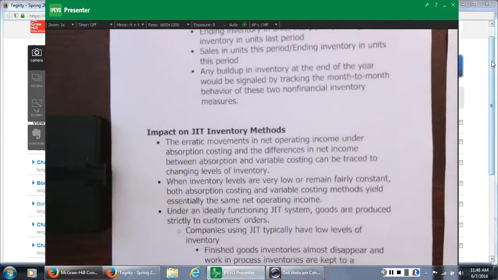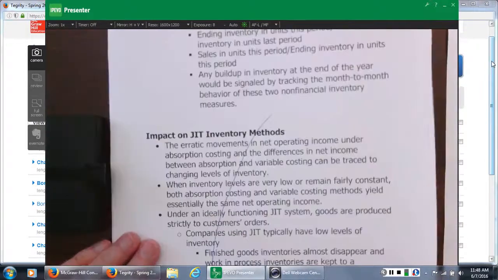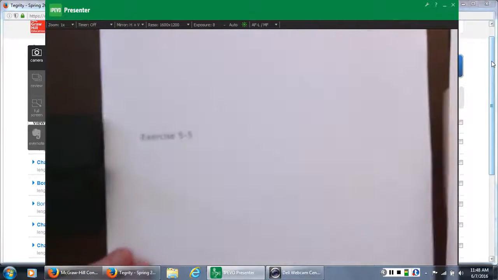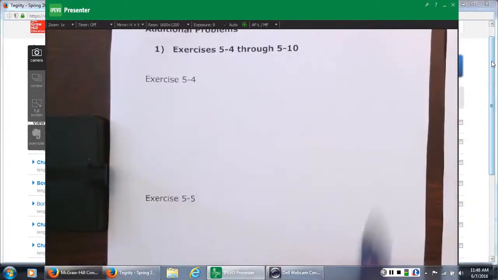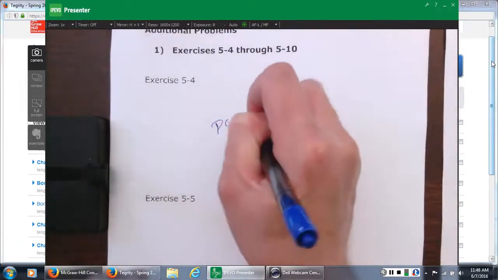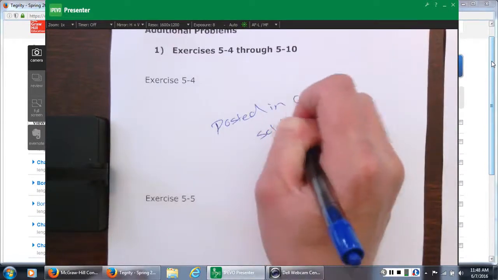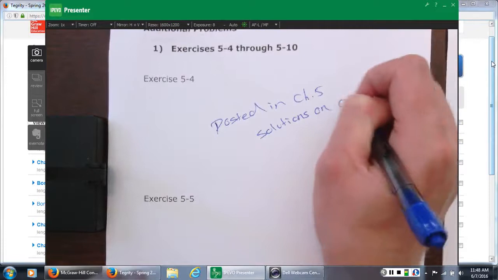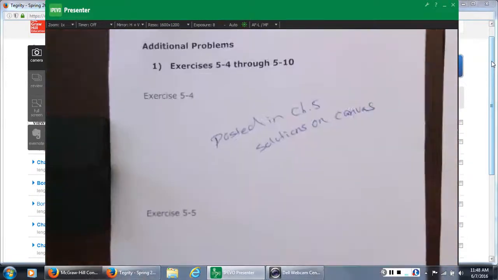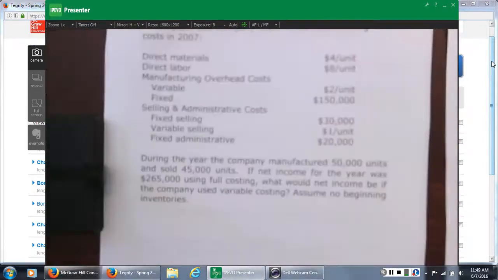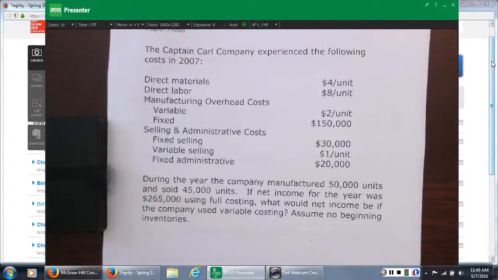Okay, I'm going to skip this on just-in-time inventory, and so we're here on page 16. These exercises are posted in Chapter 5 Solutions on Canvas. So I will let you do those and then take a look at those solutions that are posted on Canvas. But we'll jump ahead to page 20 where we have some additional problems. Page 20 and page 21.